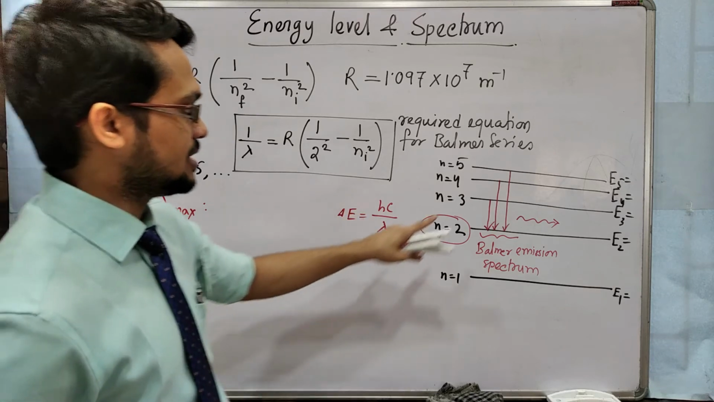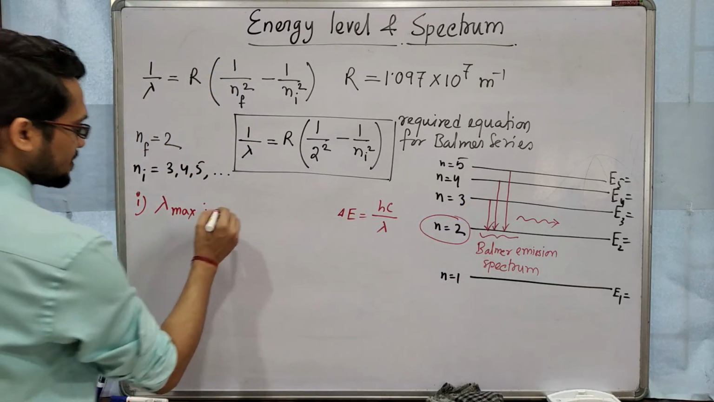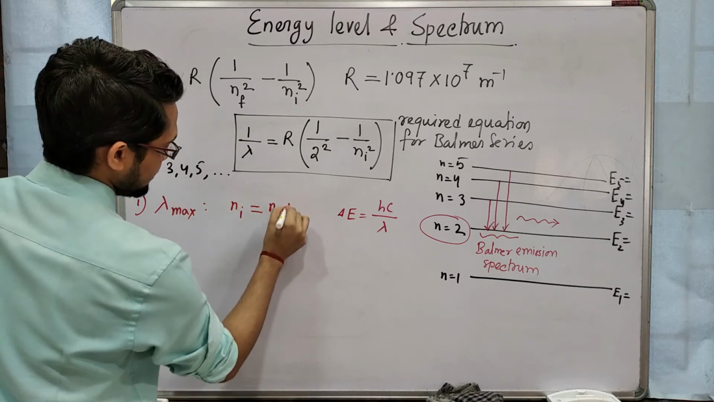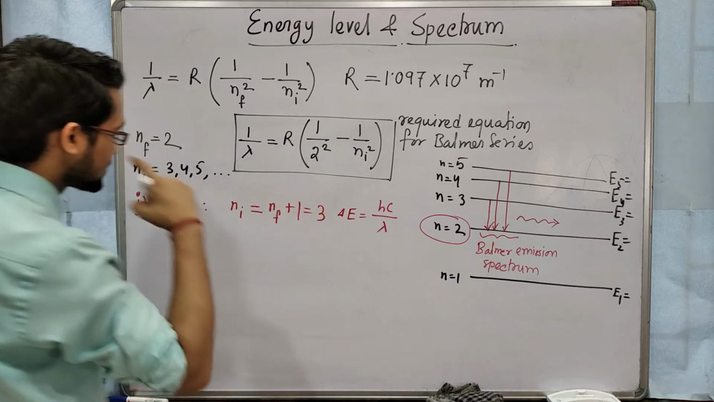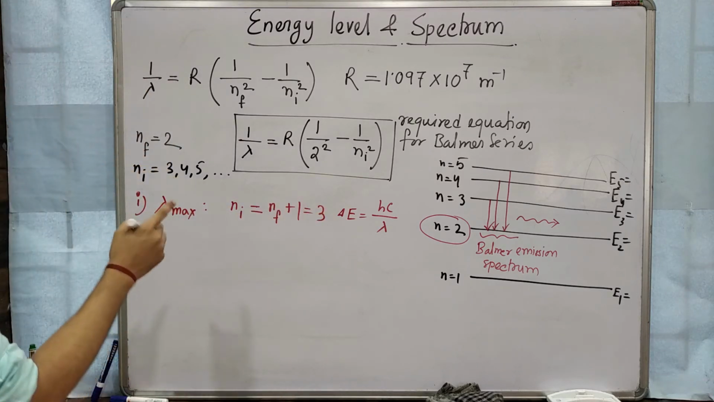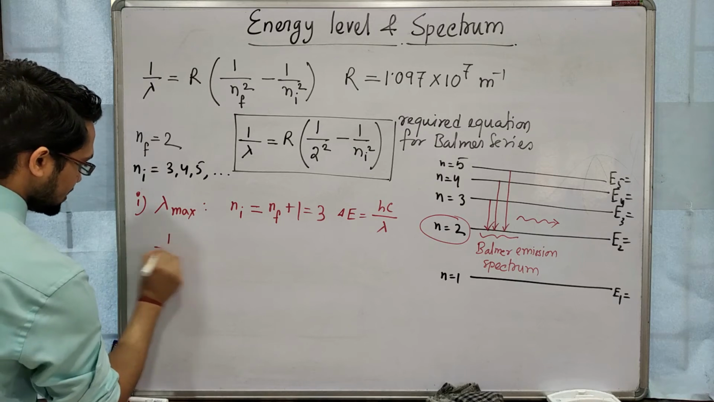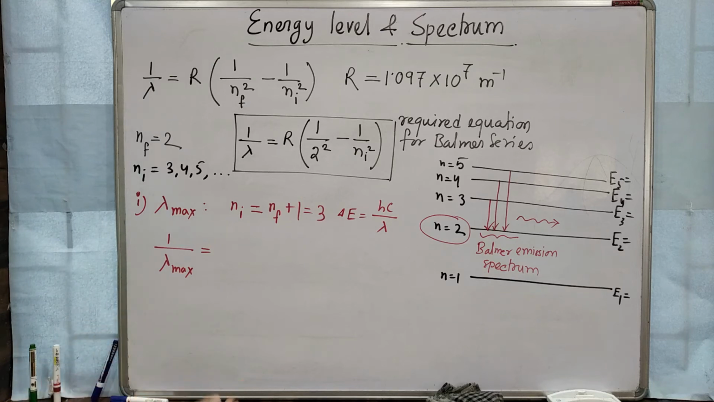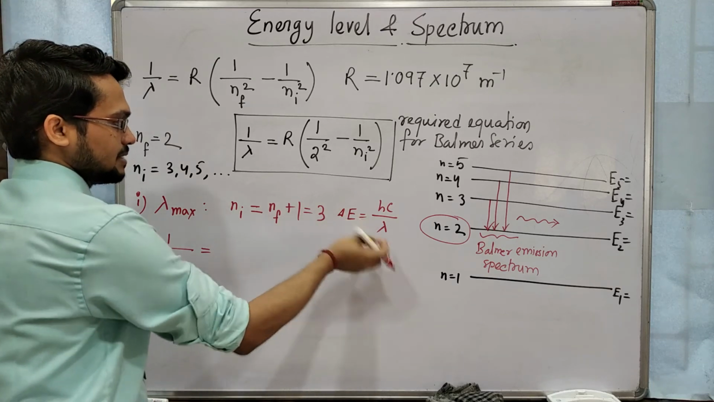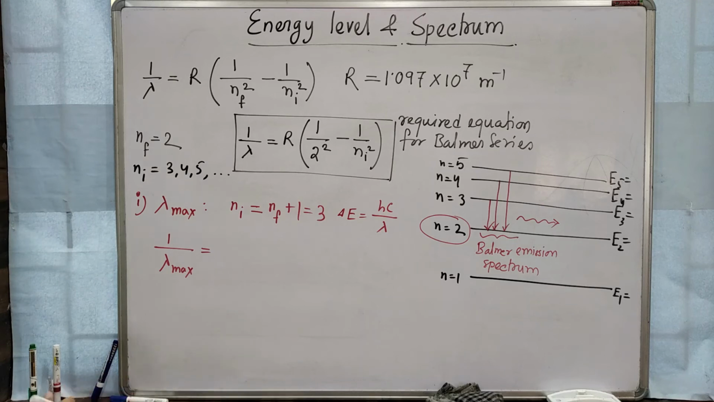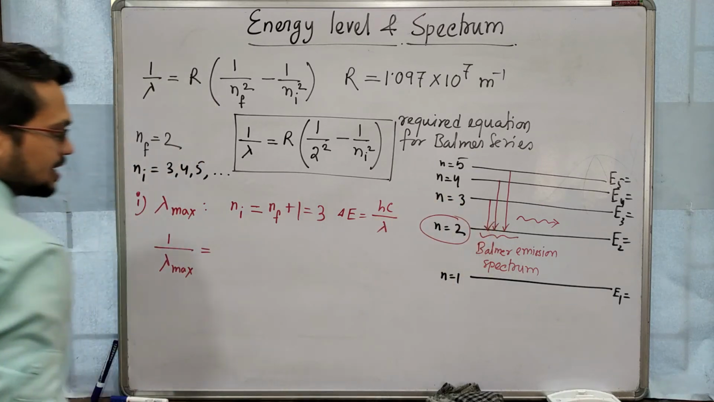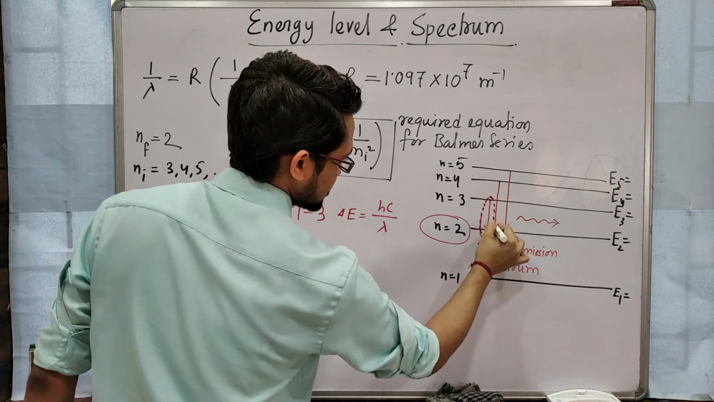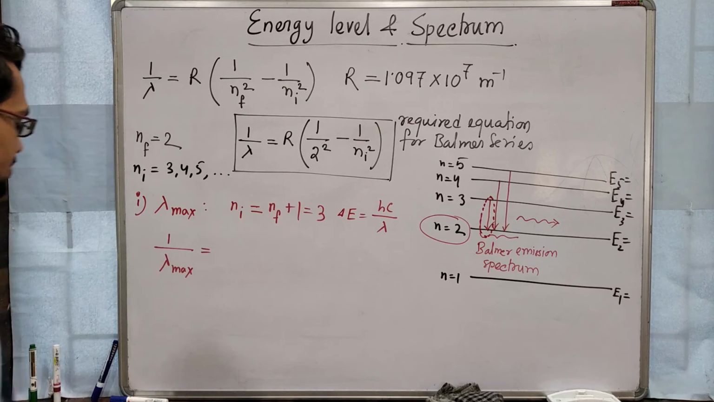Delta E minimum means it will come just from the above level. That means Ni initial will be NF plus 1, that is here 3. So lambda max means delta E minimum because they are inversely related. Minimum delta E means it will just come from the upper state. For this one we will get the maximum wavelength.